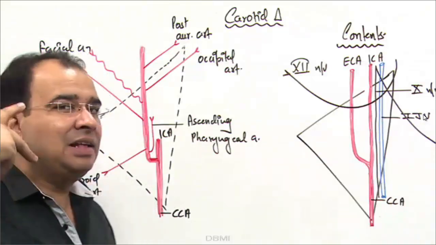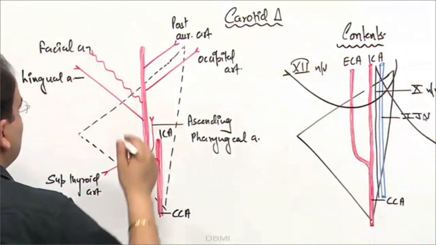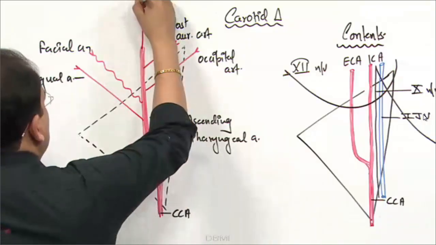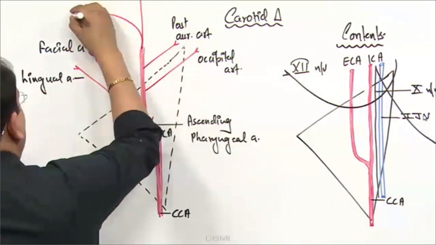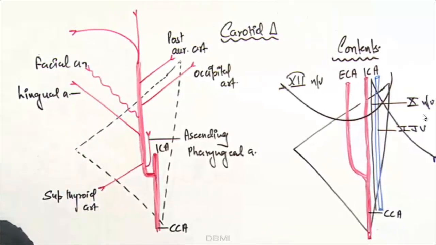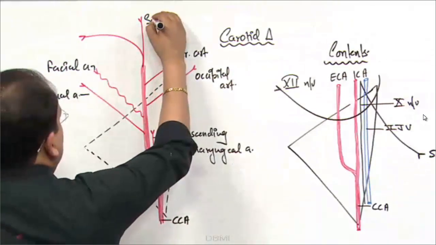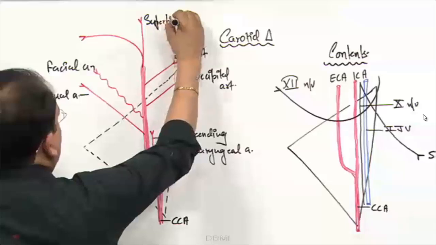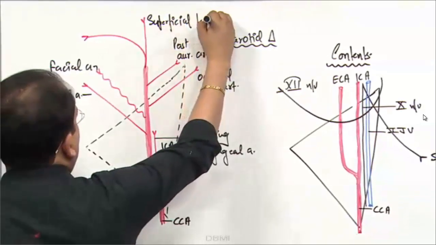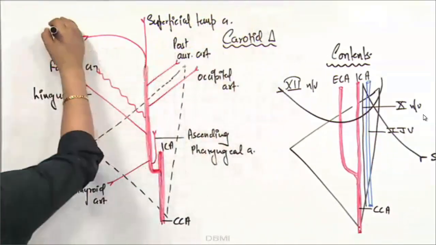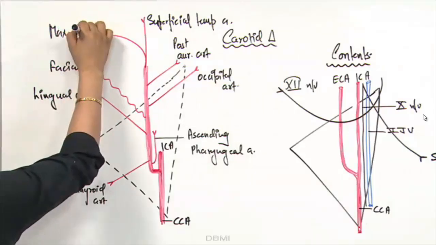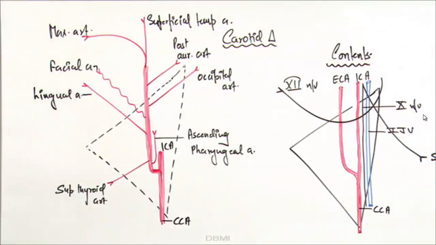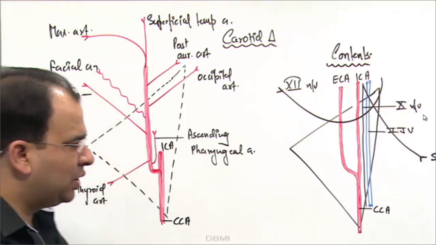And then we have finally the 2 terminal branches of the external carotid artery. One is the superficial temporal and one is maxillary artery. We have superficial temporal artery and we have this maxillary artery. So these are the 8 branches of external carotid artery.